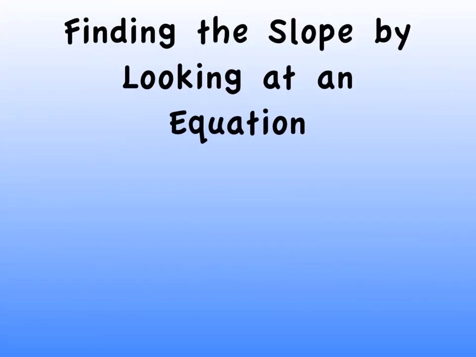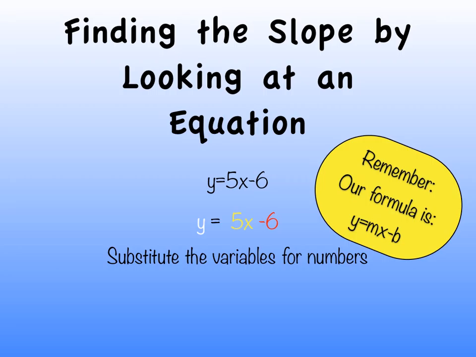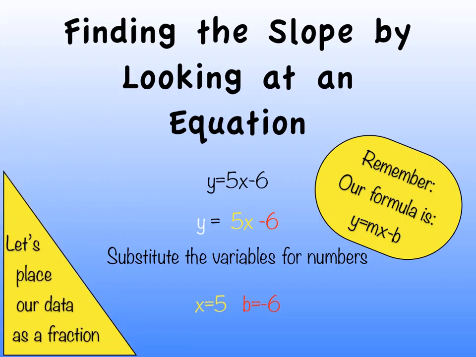Finding the slope by looking at the equation. Suppose our equation equals y equals 5x minus 6. Let's separate the equation into small pieces. Remember, our formula is y equals mx minus b. Substitute the variables for the numbers. x equals 5 and b equals negative 6. Let's place our data as a fraction. The slope will be negative 6 over 5.